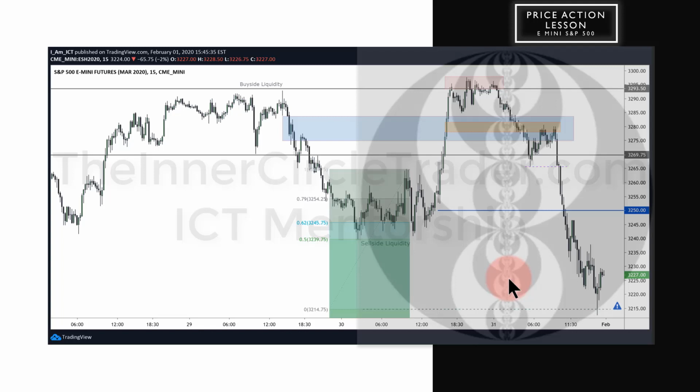Go back and look at some of the charts that you can pull up with TradingView with ESH2020. That's the symbol right here. Okay, the symbol is E-mini S&P. ESH is the month for March. 2020 is obviously the year we're in.